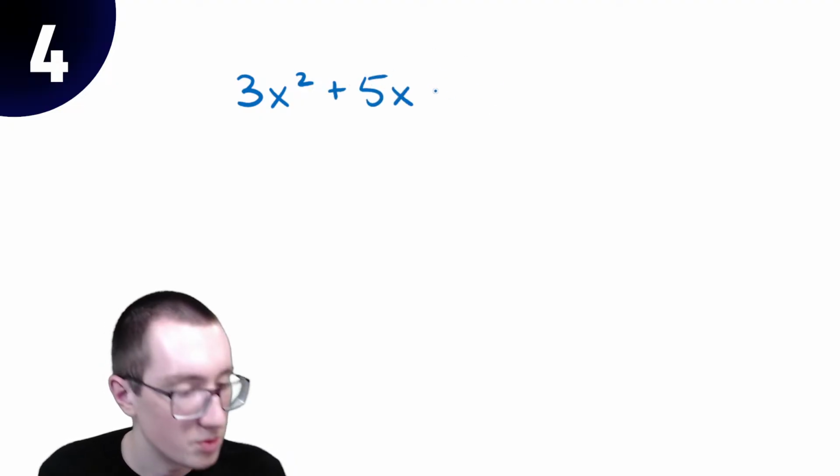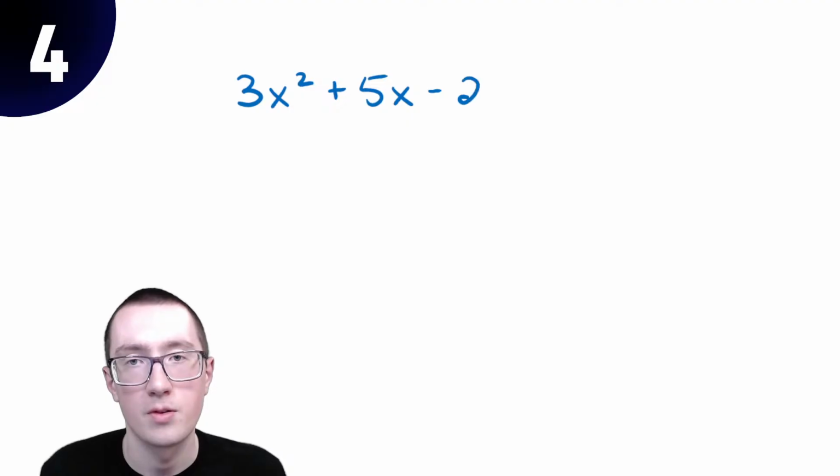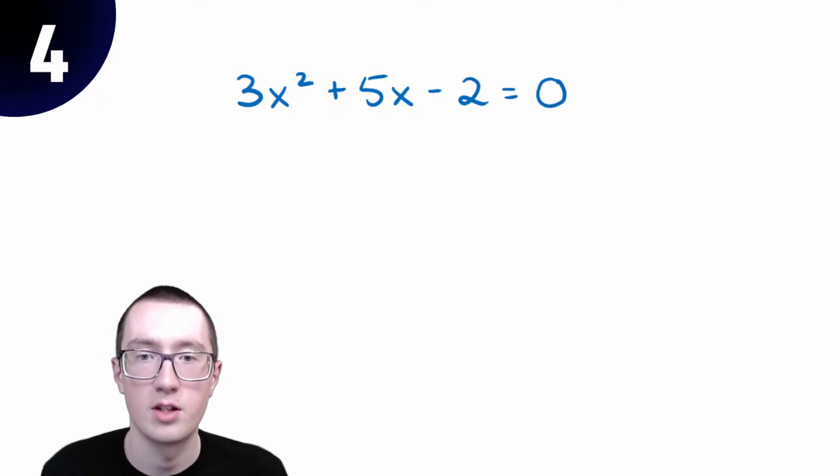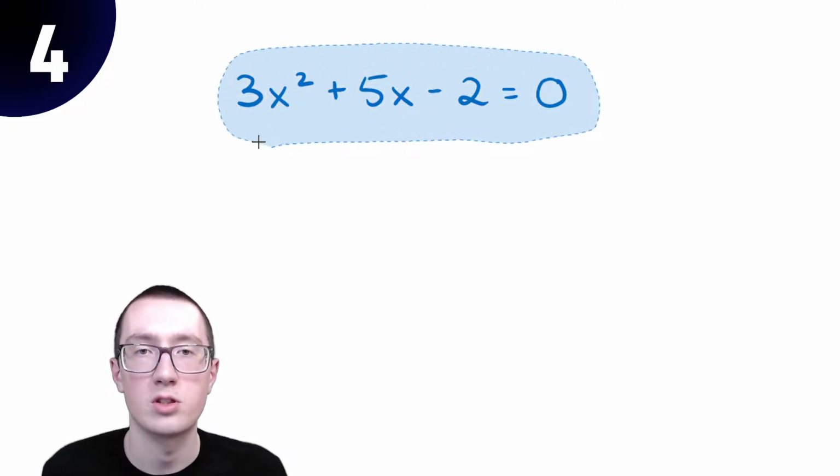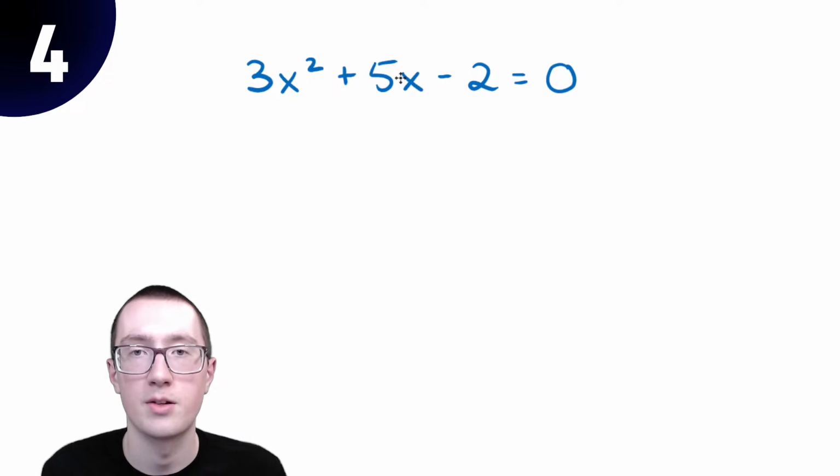And we will now move on to question 4. Wow. Number 4. Let's see. Okay, so this is a quadratic equation. We have 3x squared plus 5x minus 2 equals 0, and we have to solve for x.